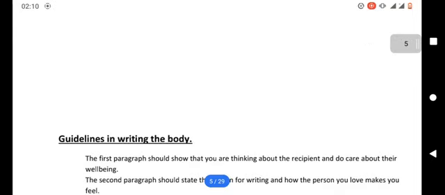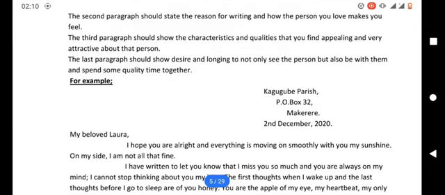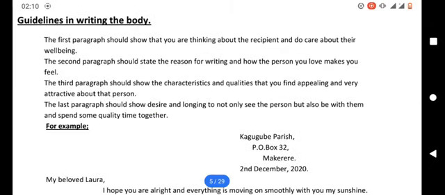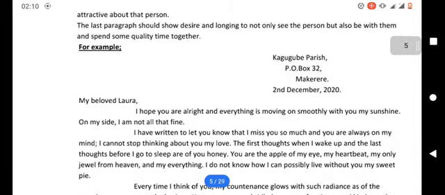So now let us drive back to our love letters as part of the informal letters. We have said the first paragraph should show that you are thinking about the recipient. The second paragraph should state the reason for writing. The third paragraph should show the characteristics and qualities that you find appealing in the person. So, as it is, our usual game.